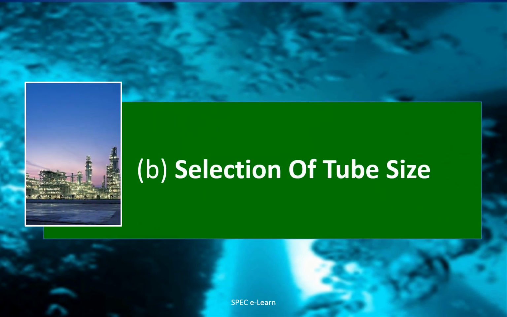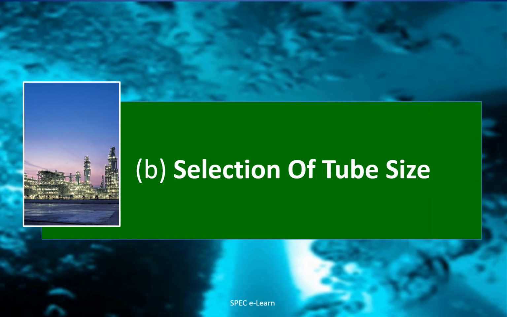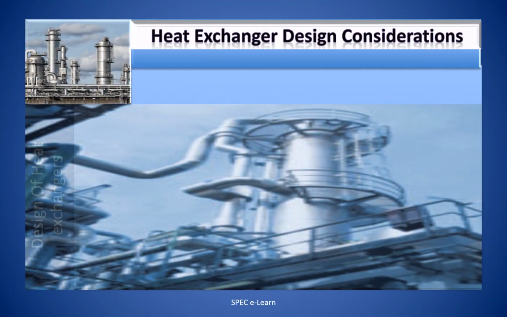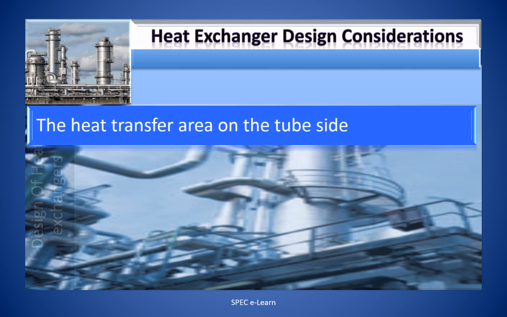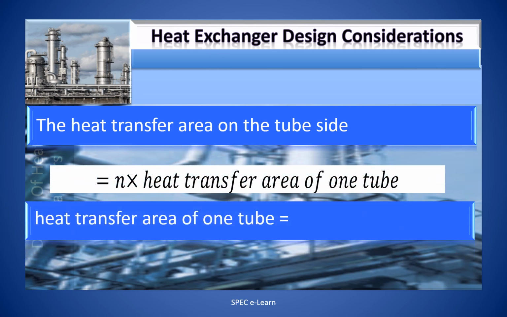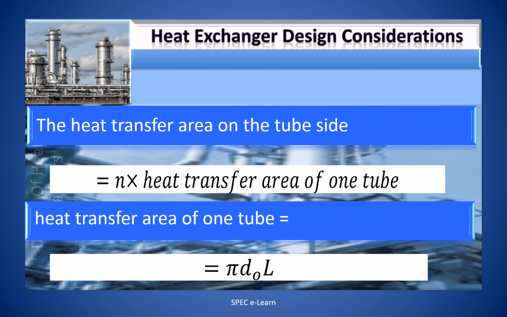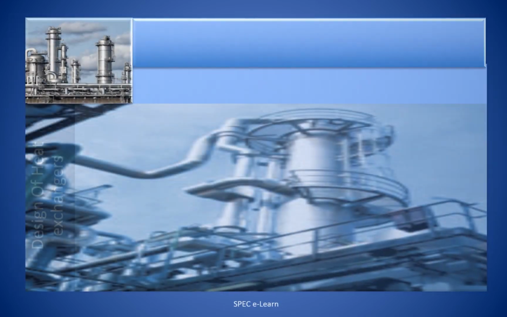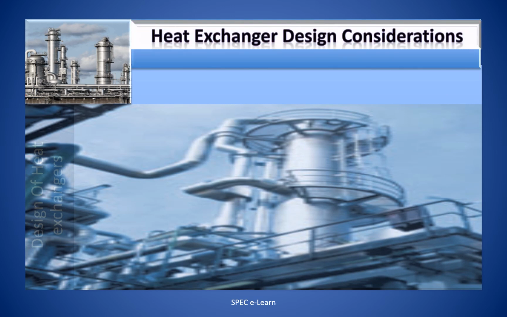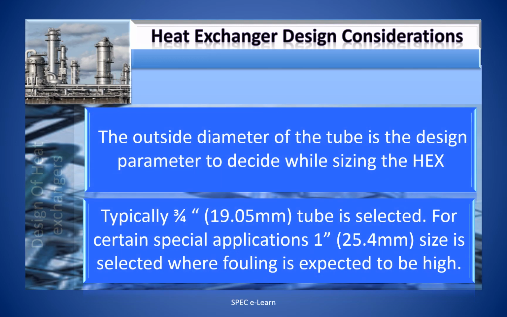The next geometry related design consideration is selection of tube size. The heat transfer area on the tube side is determined from the expression: number of tubes times the heat transfer area of one tube. The heat transfer area of one tube is obtained from the expression given here, which is a function of outside tube diameter and length. The outside diameter of the tube is a design parameter to decide while sizing the heat exchanger. Typically, a 3/4 inch tube is selected. For certain special applications, 1 inch size is selected where the fouling is expected to be high.